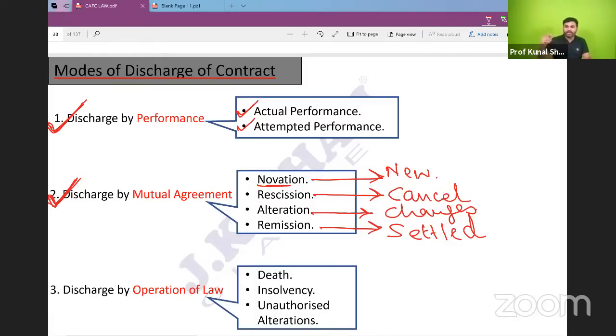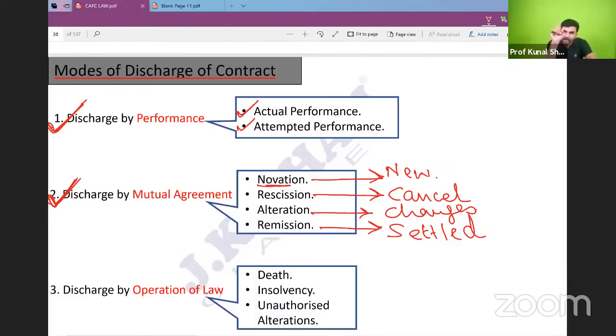Alteration means to have changes inside the contract. Whenever you do any kind of changes inside the contract, yes, the contract gets discharged. For example, I was liable to pay 10 crore rupees to JK Shah sir. The contract was entered on 1st January and the contract was scheduled to be performed on 15th March. So on 15th March, it is my obligation to pay 10 crores to JK Shah sir. But before the due date of performance, on 10th March, I went to JK Shah sir's place and I said to him, sir, I doubt that I can perform the contract on 15th March.